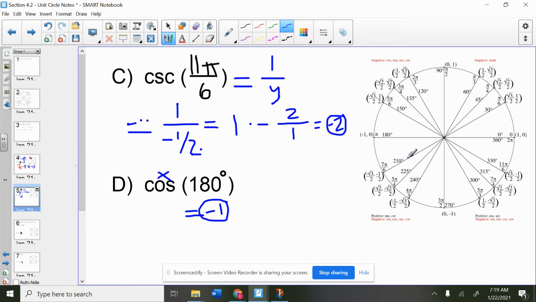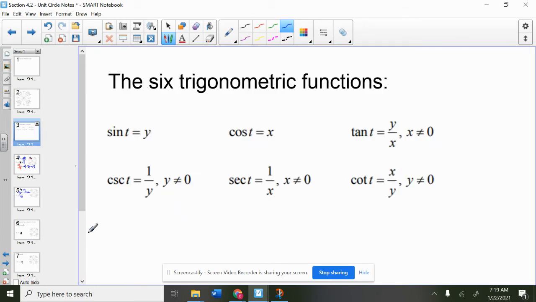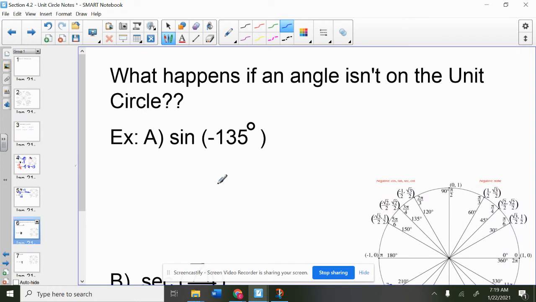Some people have the misconception, oh, I find the angle and I just write the coordinate point. No, we actually look at, okay, well, that's the x value and then that's the y value, and then you have to do something with them depending upon which trig function you're dealing with. That's where these guys are coming from. Okay, so what happens if an angle isn't on the unit circle?